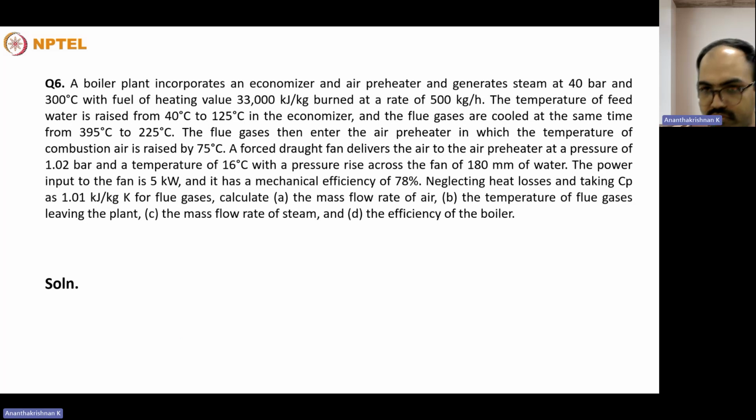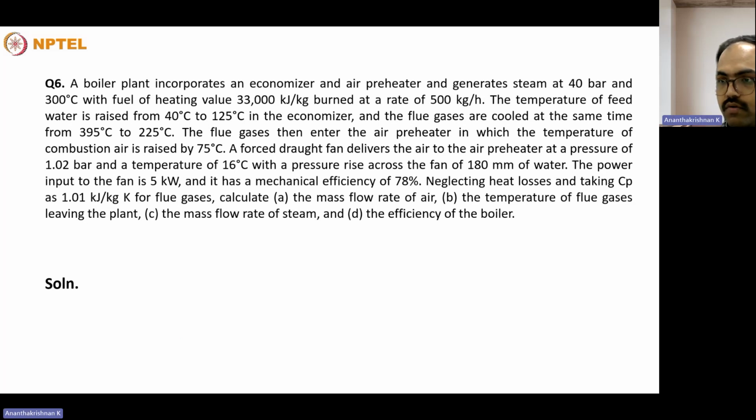Then the flue gas after this economizer will be used to preheat the air that enters the boiler. So the temperature of the combustion air is raised by 75 degrees Celsius. A forced draft fan delivers the air to the preheater at a pressure of 1.02 bar and a temperature of 16. So the incoming air temperature to the preheater is 16 degrees Celsius and 1.02 bar. Then its temperature is raised by 75 degrees Celsius, so it will reach 91 degrees Celsius before it goes to the boiler.